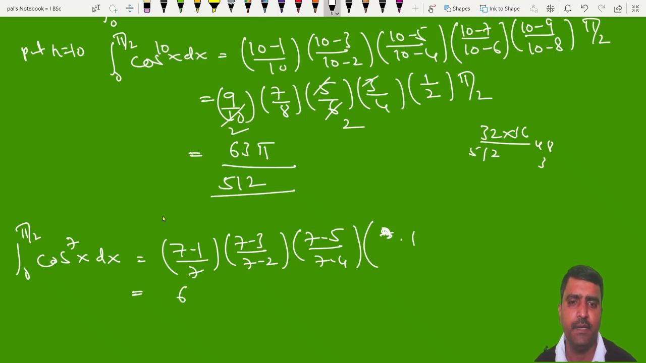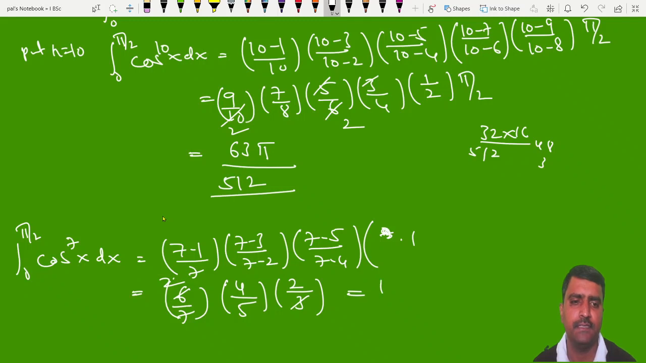It is 6 by 7 into 4 by 5 into 2 by 3, which is equal to 4 twos are 8, 8 twos are 16, 16 divided by 7 fives are 35, 16 by 35.